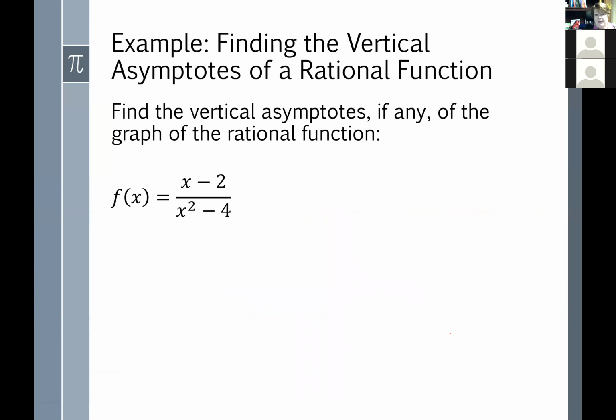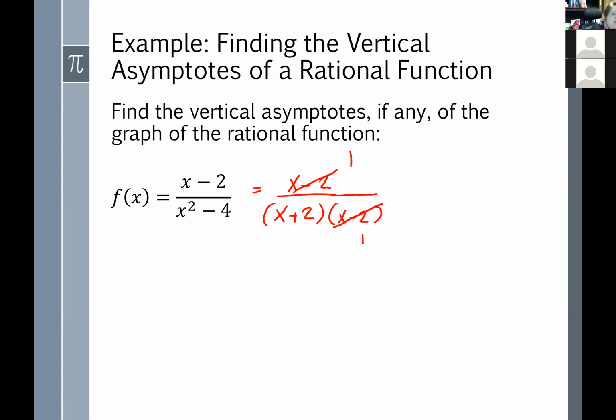All right, how about this function? I have f of x equals x minus 2 over x squared minus 4. So again, I'm going to factor this. The denominator factors to x plus 2 times x minus 2. So I do have a factor that will cancel. I can cancel the x minus 2 because it's a factor in the numerator and in the denominator.